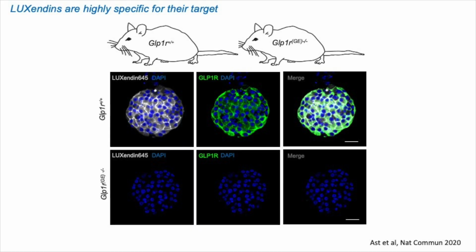This is some examples. We made some knockout mice using CRISPR genome editing. You can see our ligands, which we term luxendins, will light up the islet in white. This in green is one of the only known specific antibodies from Novo Nordisk, but it doesn't work well in brain and some other tissues. And you'll see we don't see anything with both these approaches in the knockout mice.